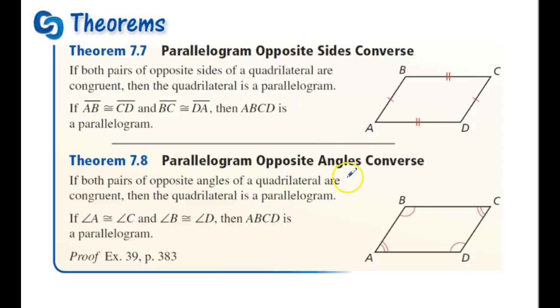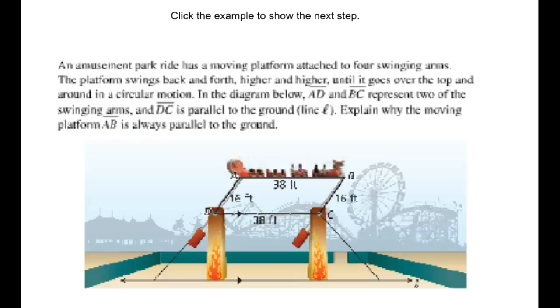Same thing with this angles converse, right? So if my opposite angles are congruent, then this is a parallelogram. So that's what these two theorems are saying, just giving us different resources to show that quadrilaterals are parallelograms.